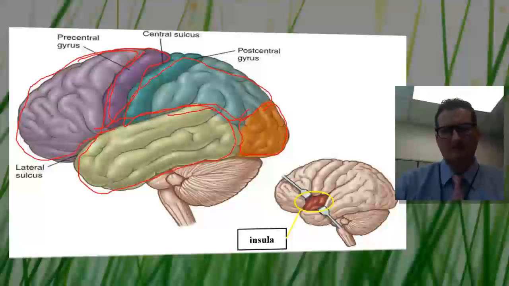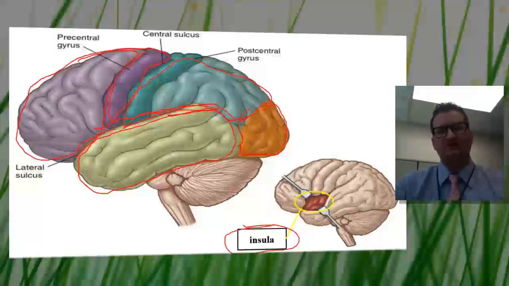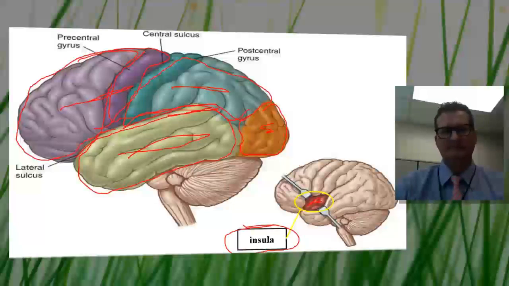The insula, which is hidden and is only exposed by separating along the longitudinal fissure here. This is called the insula. It plays a role in many different functions, including perception, motor control, self-awareness, and cognitive functioning. So these are the 5 major lobes of the brain. The frontal lobe here, the parietal lobe, the occipital lobe, the temporal lobe, and the insula.